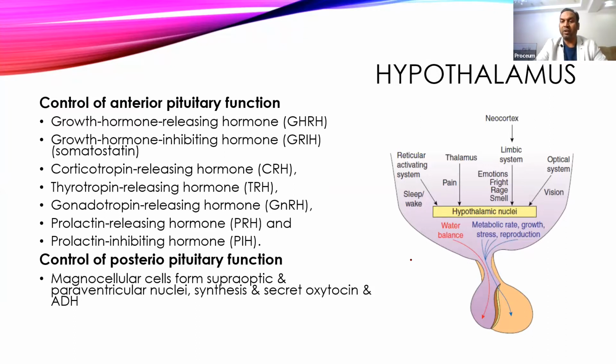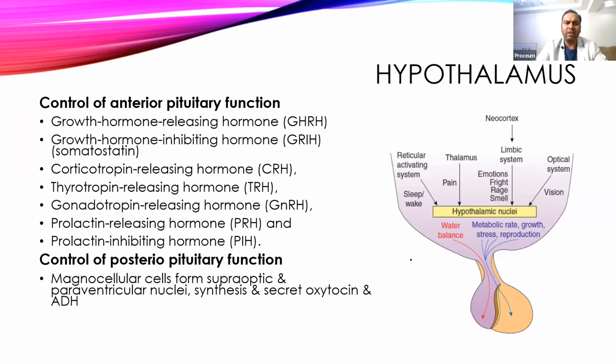occipital cortex or visual cortex, also from the auditory cortex, and the limbic system also it receives, and that will affect the functioning of the hypothalamus. It also receives inputs from various sensory receptors like osmoreceptors, thermoreceptors, glucoreceptors, chemoreceptors, and that will affect the functioning of this hypothalamus. And on that basis, the hypothalamus releases the various hormones.